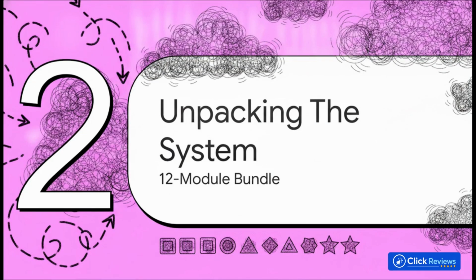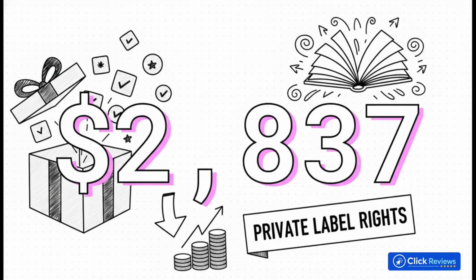Moving right along to Section 2. Let's really unpack the asset system itself and decode this massive 12-module bundle. Now, this system isn't just some quick single ebook. It is a massive bundle. And that brings us to this very specific, honestly staggering number, $2,837. Yep, that's the total claimed value the vendor sticks on their sales page.